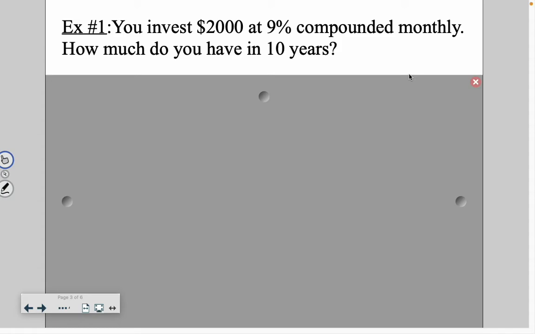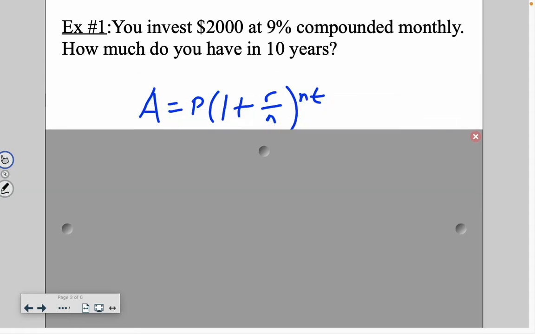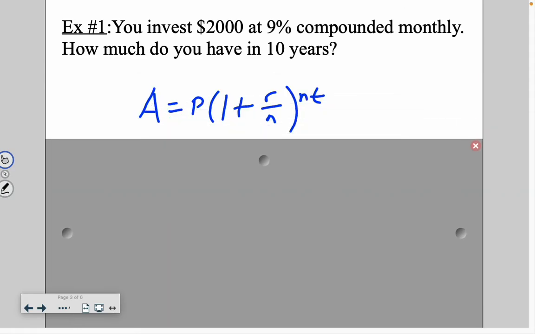So first off, given that information, we're starting with $2,000, and you're going to put it into an account that's going to earn 9% interest compounded monthly. How much would we have 10 years later? First question, which one of those formulas would I use? Yeah, the first one. Not the Pert formula. This is not compounded continuously, so it's not Pert. So we're using that formula. There's your formula that we're going to use.